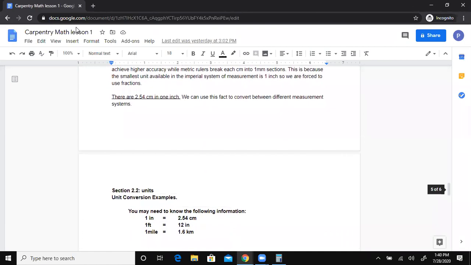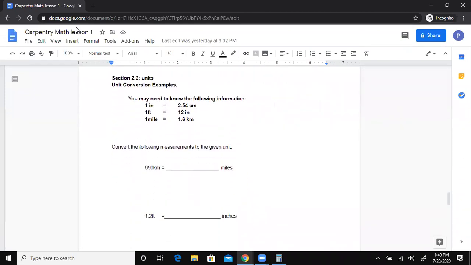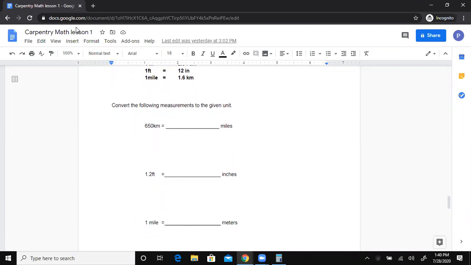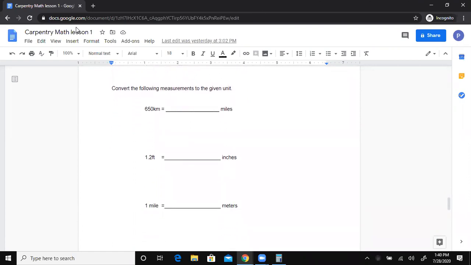So there's about 2.54 centimeters in 1 inch, and we can use this fact to convert between different measurement systems. Here are some facts of 1 inch. As I said just then, it is about 2.54 centimeters. 1 foot is about 12 inches. Well, that's exactly 12 inches. And 1 mile is about 1.6 kilometers. Let's use those values to convert the following measurements to given units.